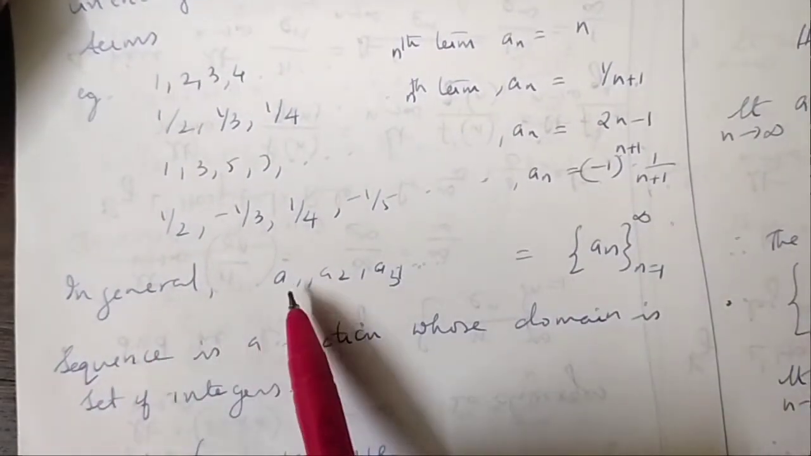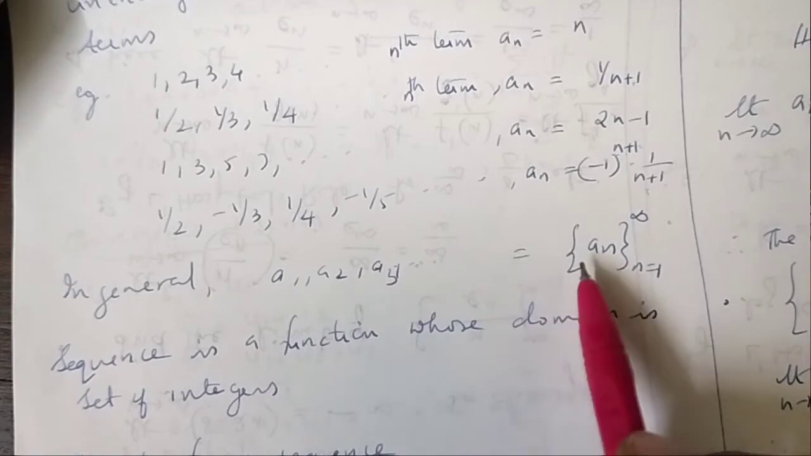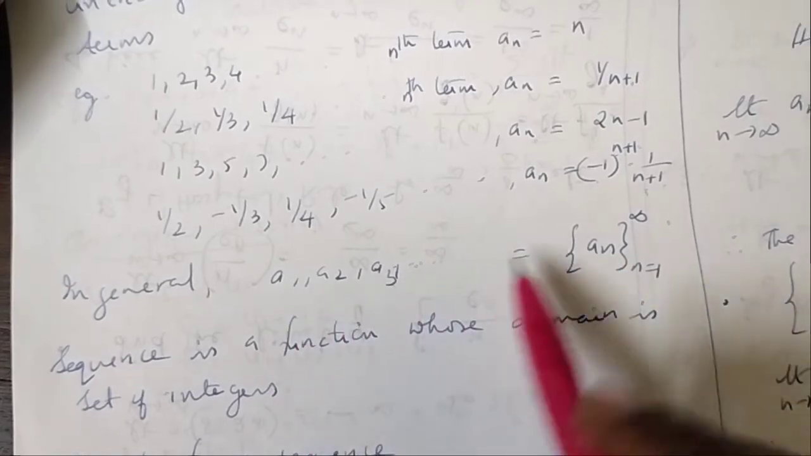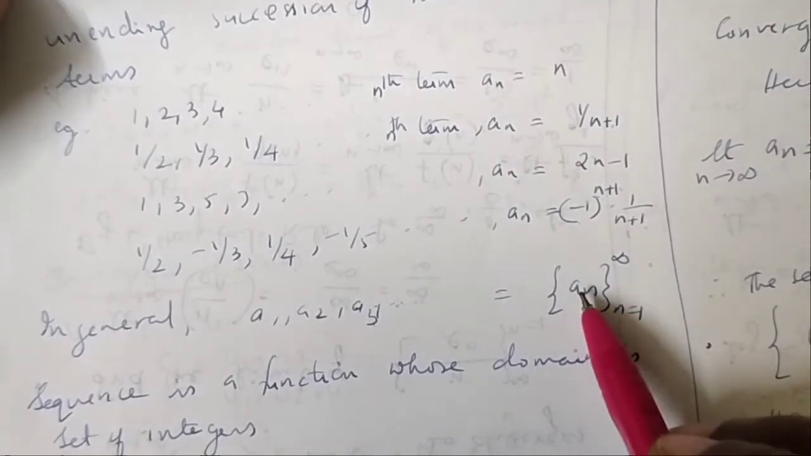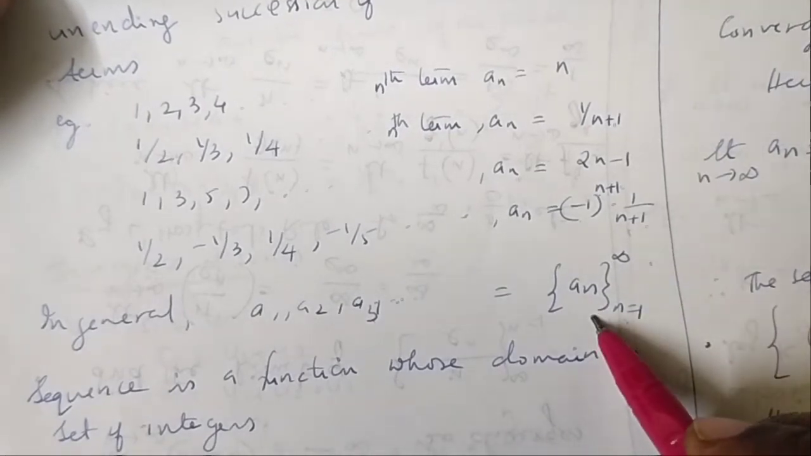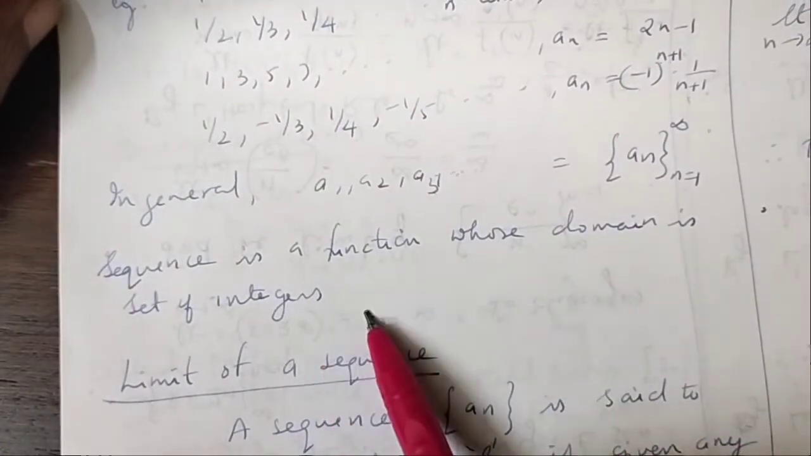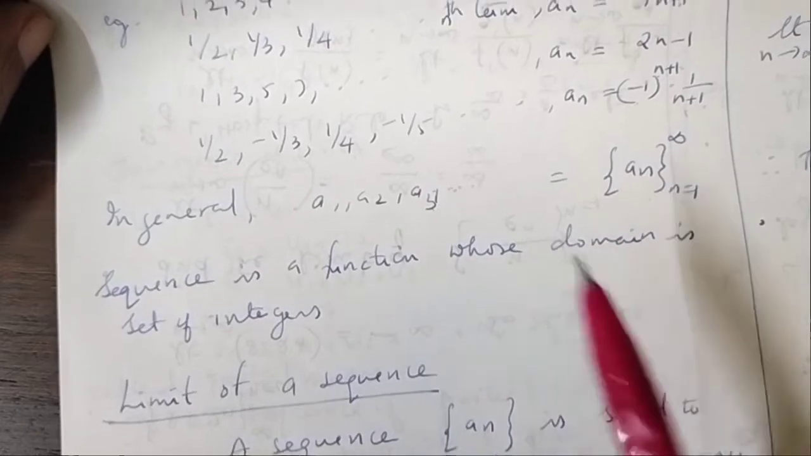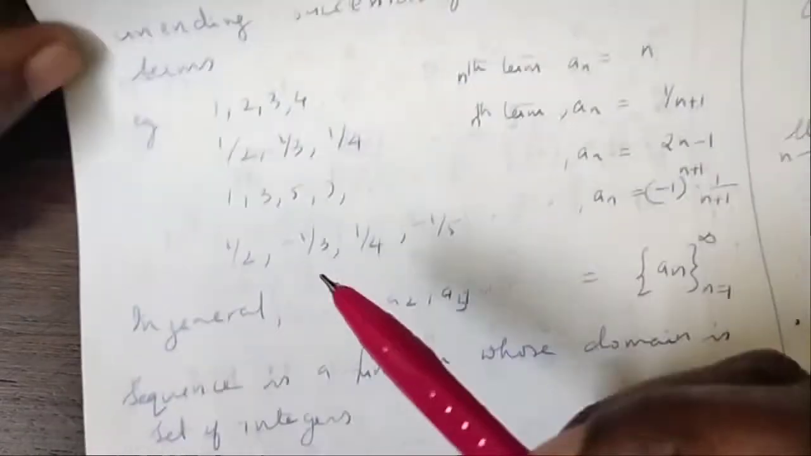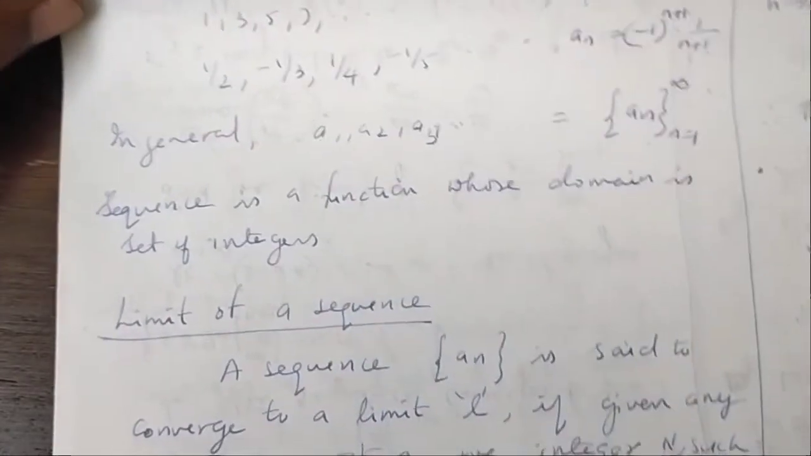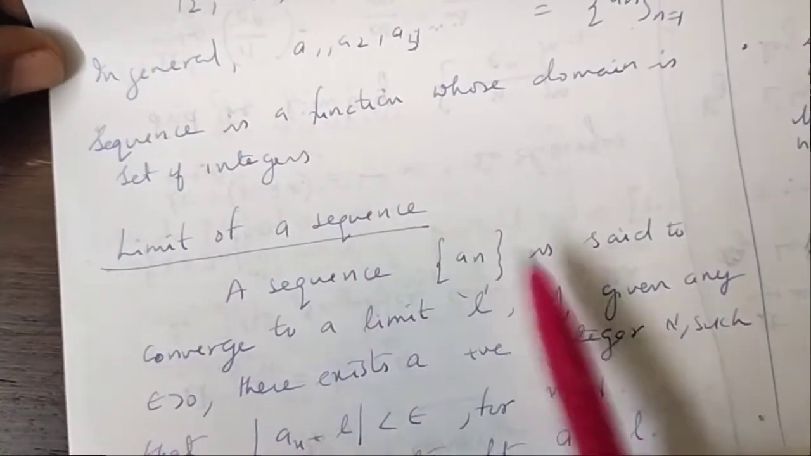So in general a sequence is written in terms of a_i. That is a1, a2, a3, etc. Or it is like a_n, n from 1 to infinity. a_n between curly brackets, then n from 1 to infinity. Read as sequence a_n, n from 1 to infinity. So a sequence is a function whose domain is the set of integers. That means first term 1, second term 2, third term, that is the set of integers 1, 2, 3. Next, limit of a sequence.